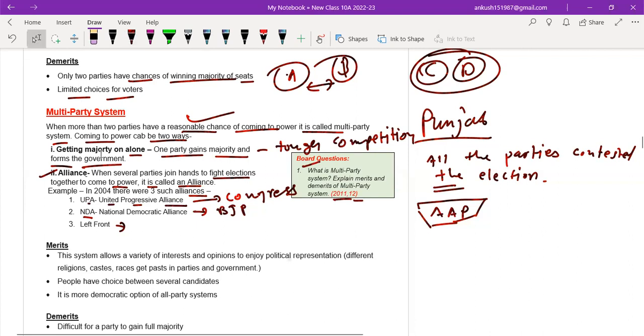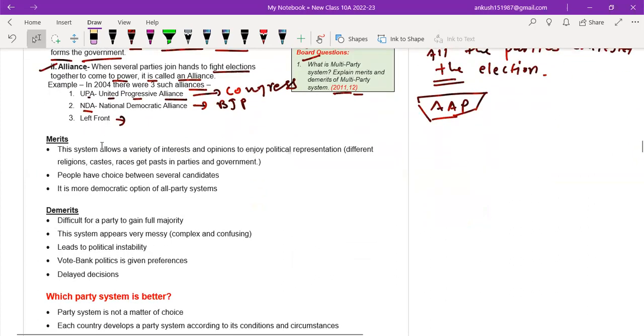Again, I'm telling you, the things which are given in points over here, those things you have to explain. You have to write more than 2 or 3 points. For 1 point, what are the merits of multi-party system? This system allows a variety of interests and opinions to enjoy political representation, that different religions, castes, races get a place in the parties and government. Lots of people are involved in the multi parties and they may contest the elections as well.